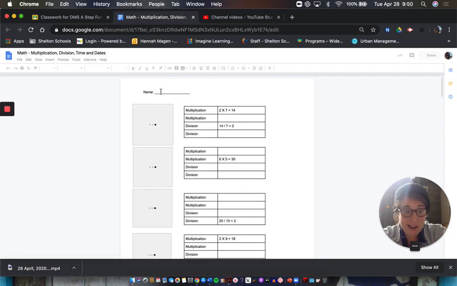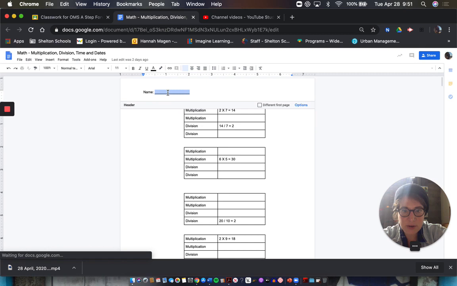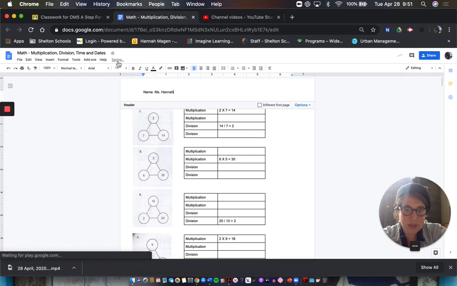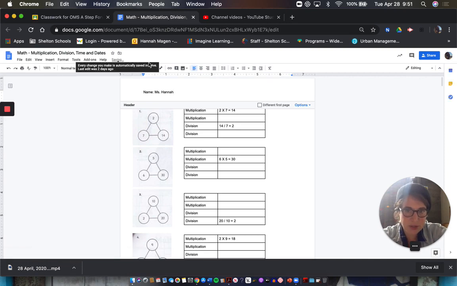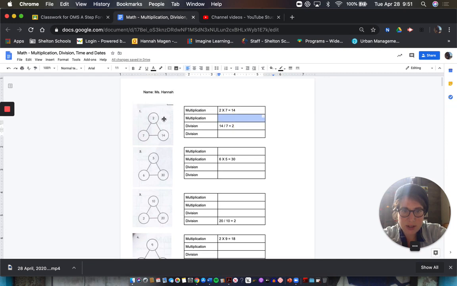So start off by putting your name on your paper. Still loading there. Okay, Miss Hannah. And if you check it out, it saves automatically, but just check up there and make sure it is saving. I'm going to click out of that header and look, we've got these multiplication triangles.